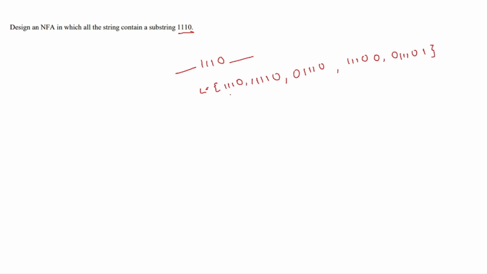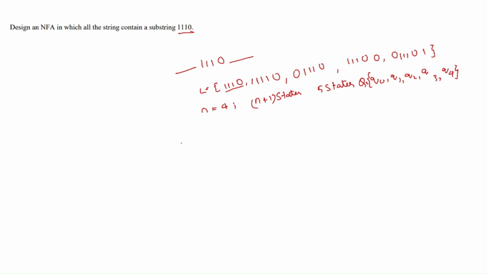So the minimum length of the string we are having here is 4, that is n is equal to 4, and we need n plus 1 states. So in total we need to have 5 states. Let our 5 states be q0, q1, q2, q3, q4.